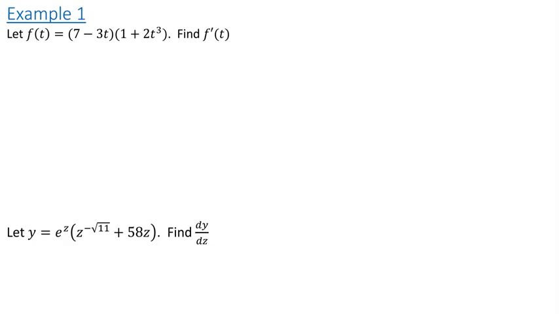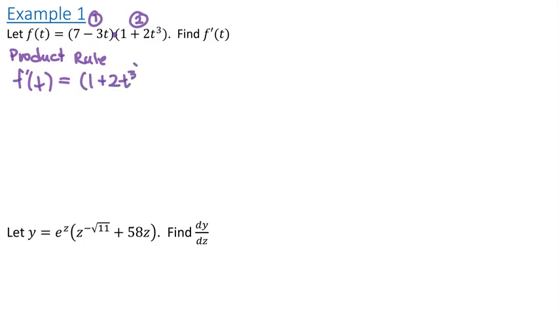For something like this. Okay, so first, if I'm going to do the product rule way, I do see that the big operation is a product right here, that multiplication. So I can say that f prime of t is the second times the derivative of the first. So I copy down the 1 plus 2t cubed exactly as it originally appeared. And then I multiply it by the derivative of 7 minus 3t, which is just negative 3.